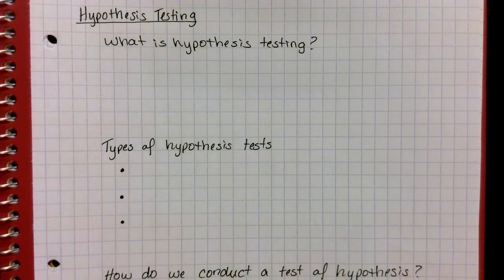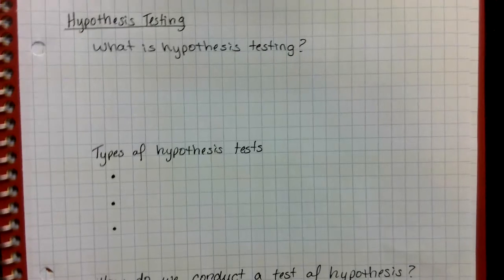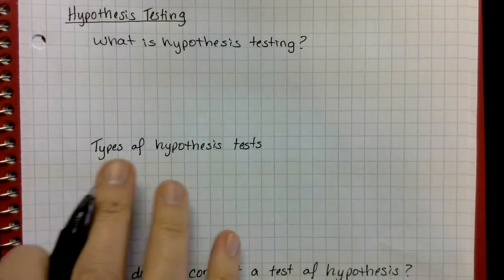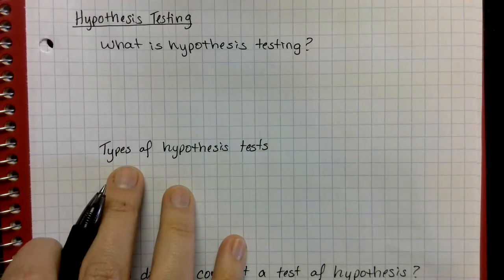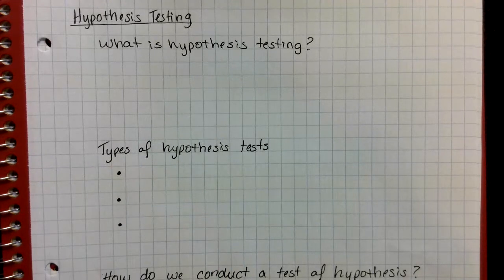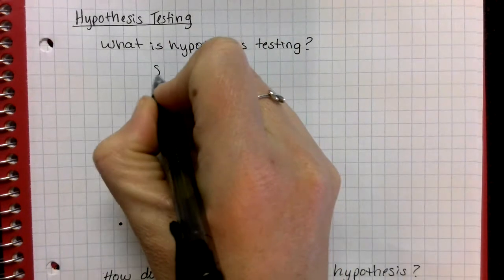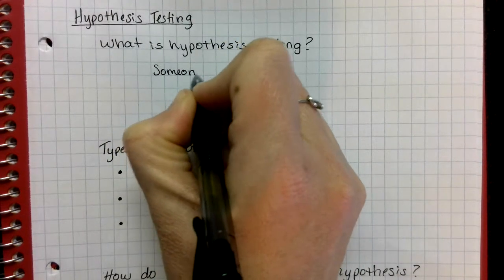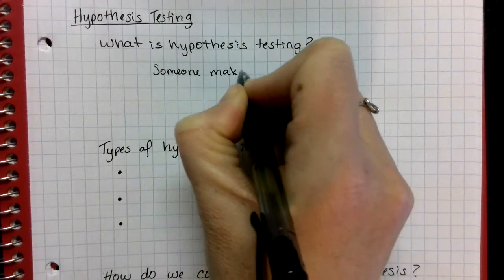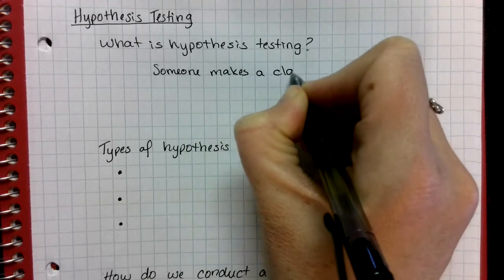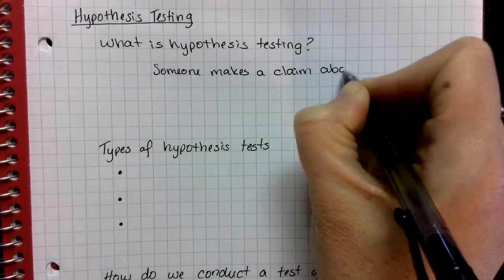Okay, guys, so today what we're going to do is start kind of an introduction to hypothesis testing. So, the first question is probably what is hypothesis testing? And this goes directly along with our confidence intervals. And actually, confidence intervals are part of the test. So, a hypothesis test is when someone makes a claim about a population.